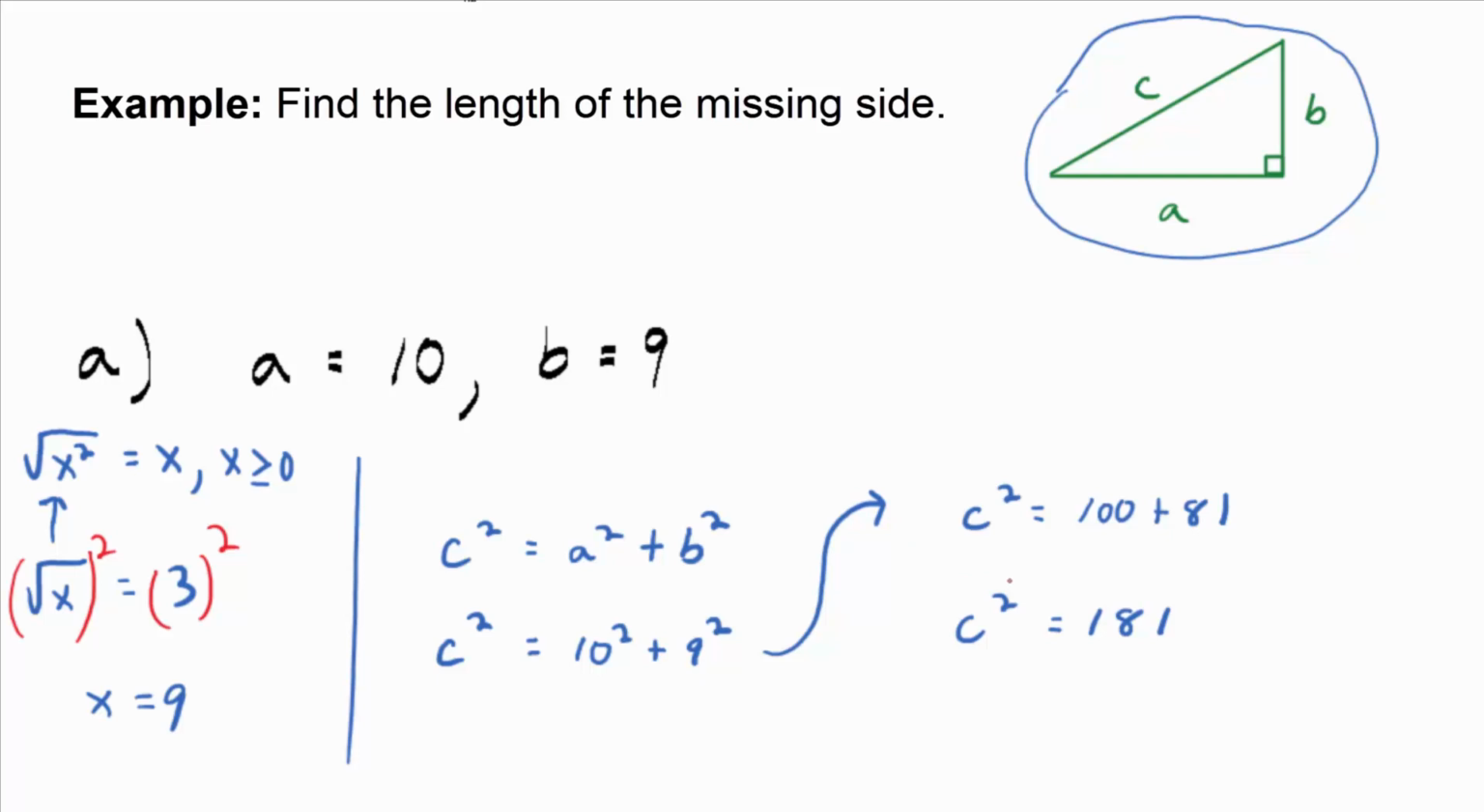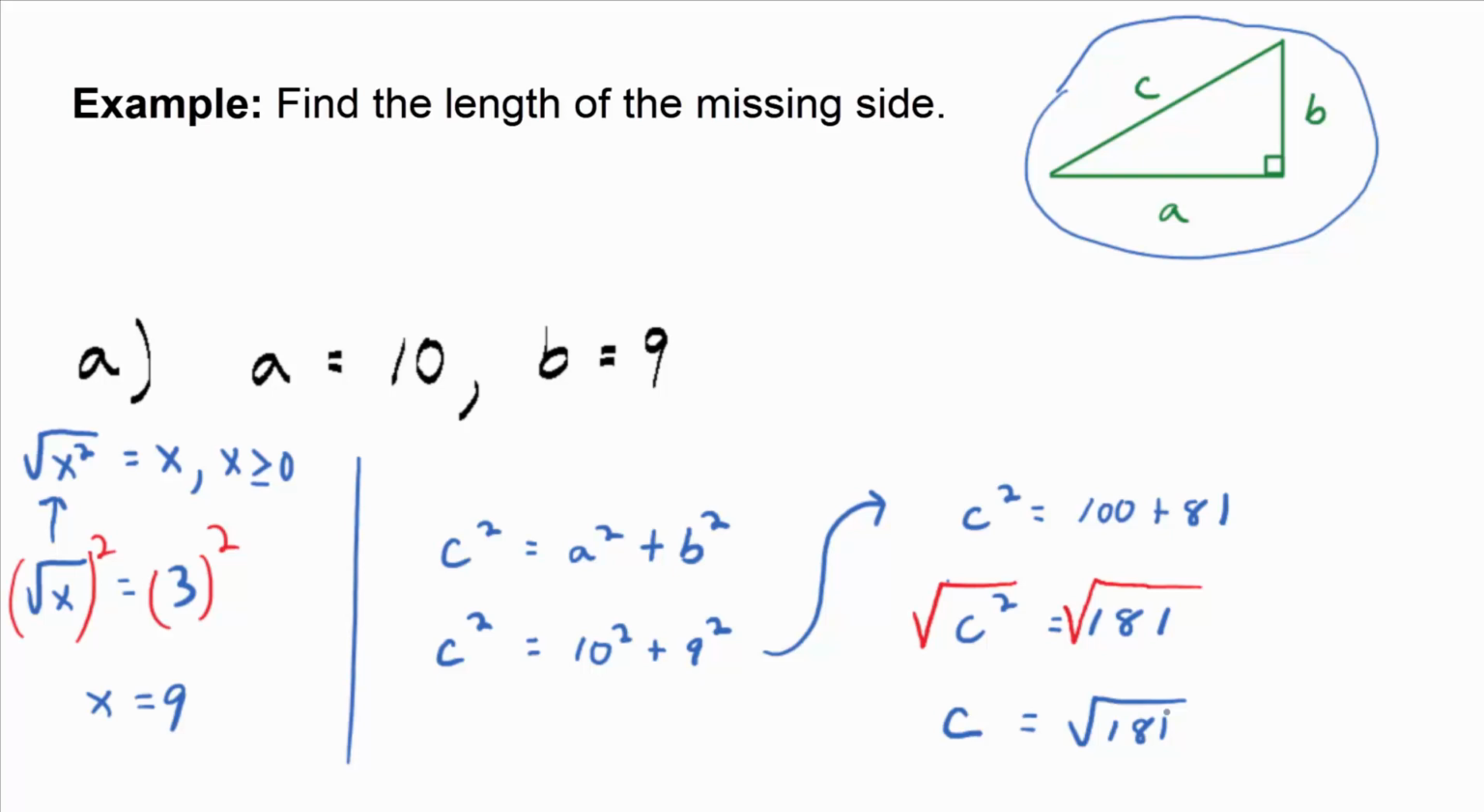So we'll take the square root of both sides. So what's the square root of C squared, assuming C is positive? It's just C, right? And the square root of 181, well, I don't think it simplifies. I think it's root 181.